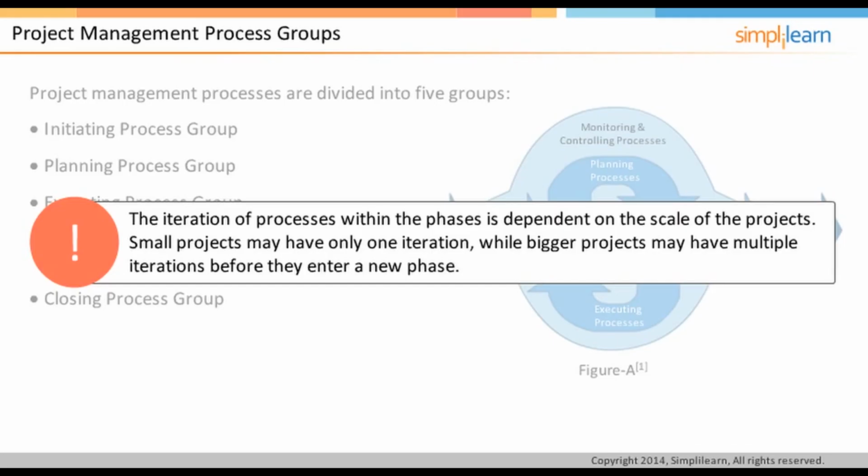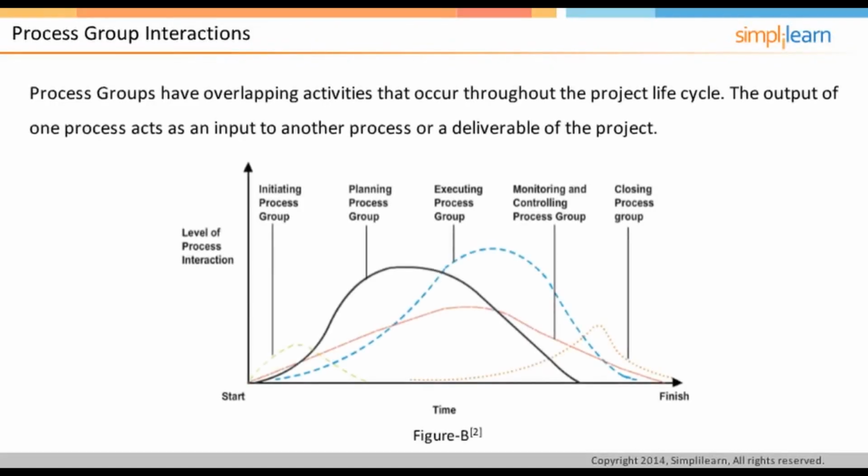Project management processes are overlapping activities. Let us look at the interaction between these activities in the next screen. Process groups have overlapping activities that occur throughout the project lifecycle. The output of one process group is generally the input to another or a deliverable of the project. For example, Project Management Plan is an output of Planning Process Group and an input to Execution Process Group.